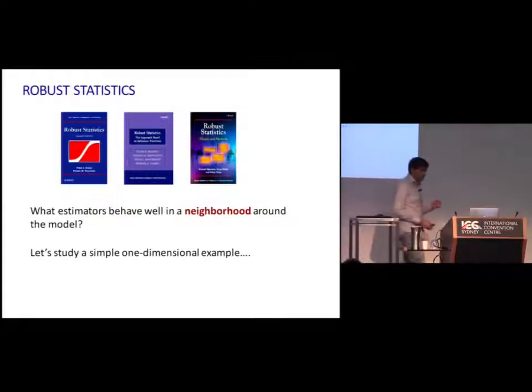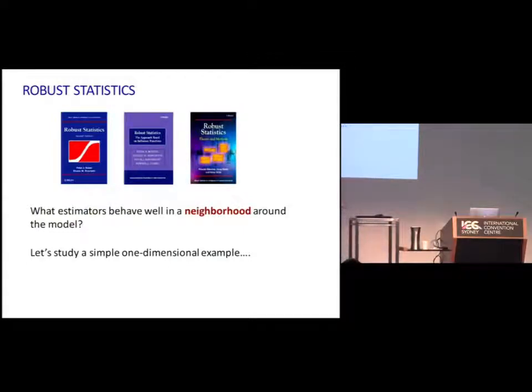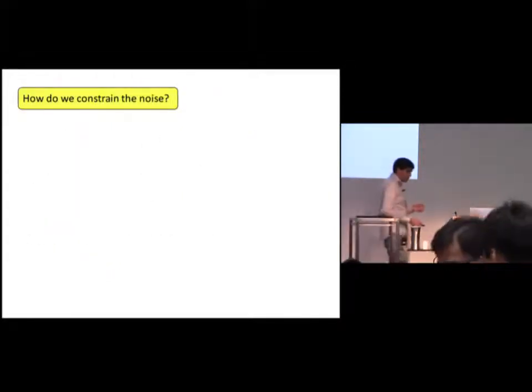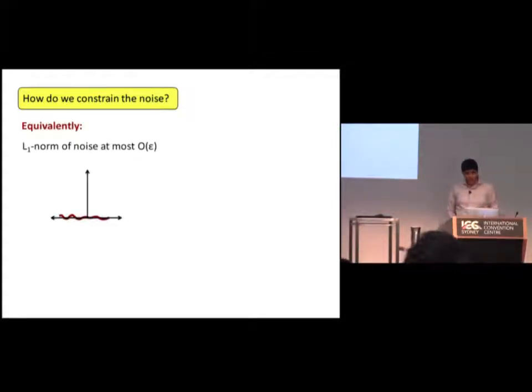What I'm going to do is first build up a simple one-dimensional example to show you how robust statistics works in one dimension. Then we're going to move on to high-dimensional settings, where there will be an interesting interplay between robust statistics and algorithm design.